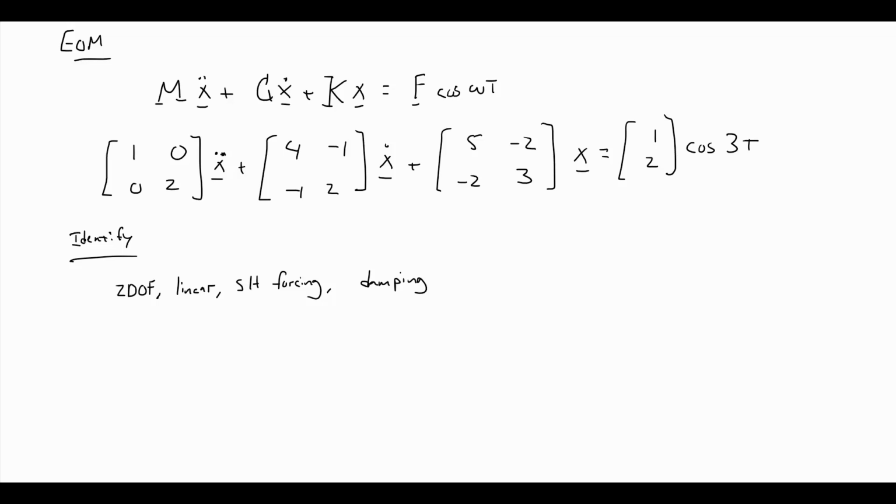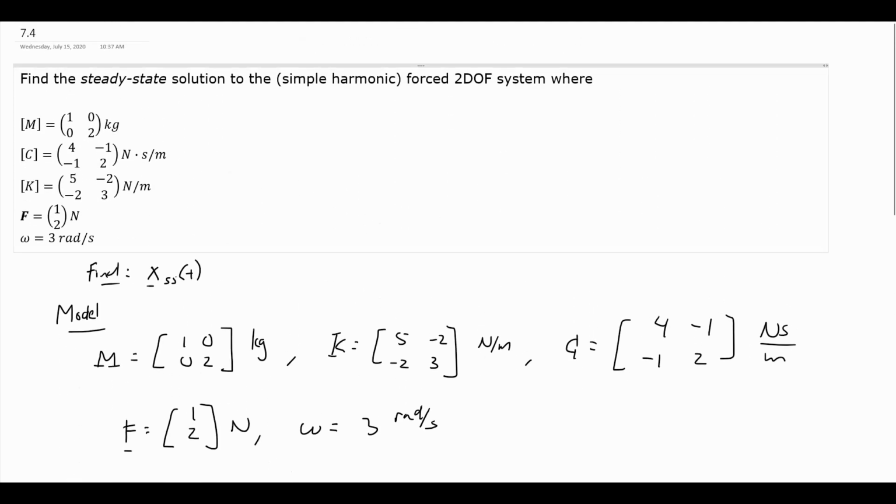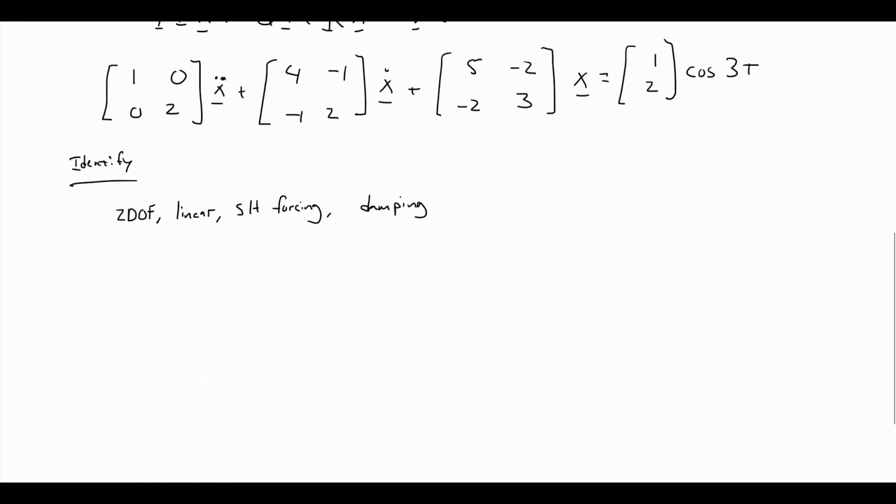All right, so we are looking for just, back in the find, just the steady state solution. So we know that when this is the case, 2 degrees of freedom, linear systems with simple harmonic forcing, our steady state solution is going to generally be in the form of this X cosine omega t. So omega, we know that's the driving frequency, 3 radians per second. So it's this X that we are going to need to figure out. And we're going to do that in the parameters step.